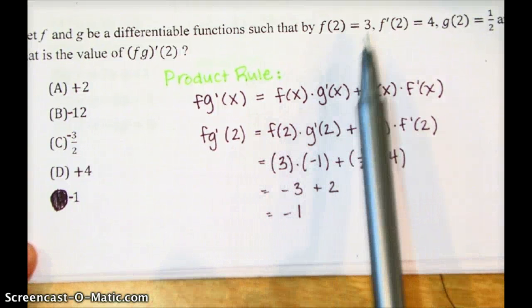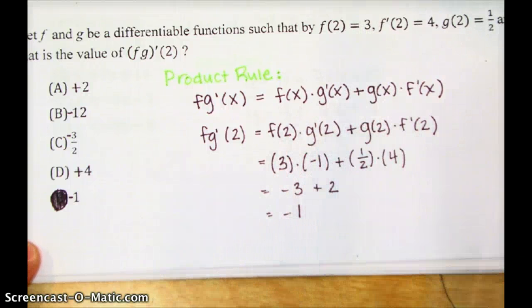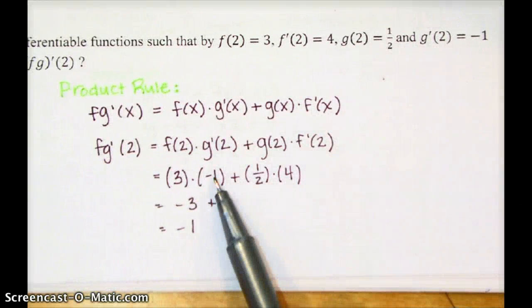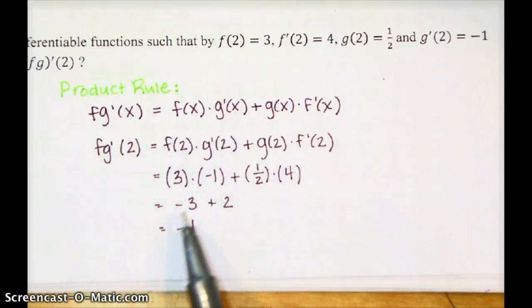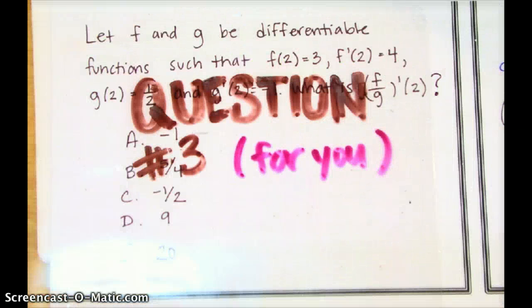f of 2 is 3, so I plug in 3 where it says f of 2. g prime of 2 is negative 1, so I plugged in negative 1 where g prime of 2 is, and so on and so forth. Last step, be careful with your negatives. Negative 3 plus 2 is negative 1, which is why the answer was E. Here's one for you.